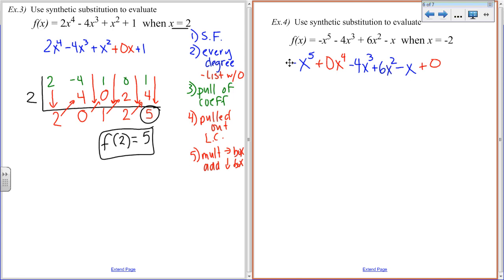Okay? After that, it says to pull off the coefficient. So what coefficients am I pulling off? What's coming from the x to the 5th? -1. I know the cursor was in the way, guys. Sorry. 0. Then -4, 6, -1, and 0. What do we do next? Make our box. What number is going to go on the outside of the box? -2.